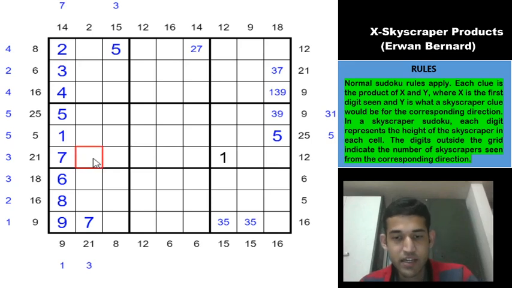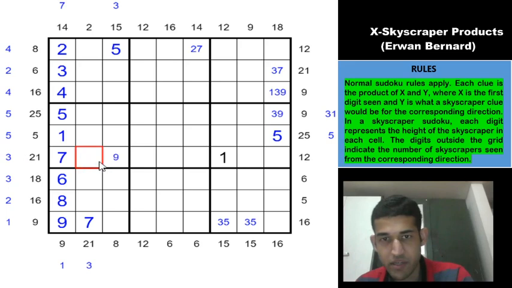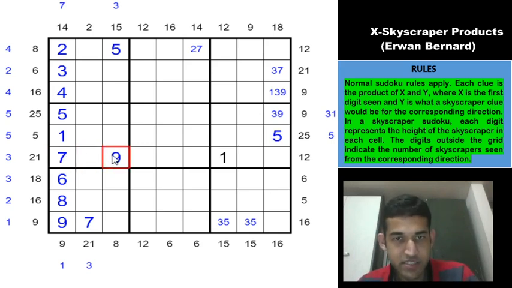So which means that 9 must be in one of these 2 cells, but you are seeing 3 buildings here, so 9 is eliminated from here, which means that this cell would have to be a 9 and this cell has to be an 8, right? Because you need to see 3 buildings. If you have anything less than 8 here, you can see only 2 buildings. So which means that this must be an 8.